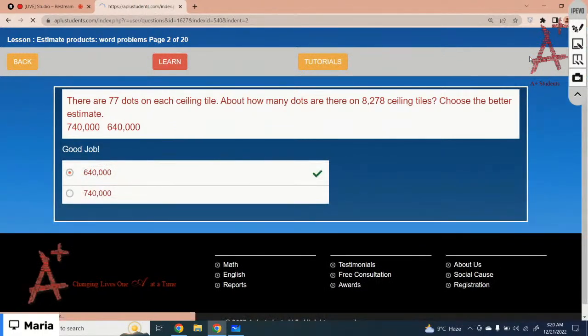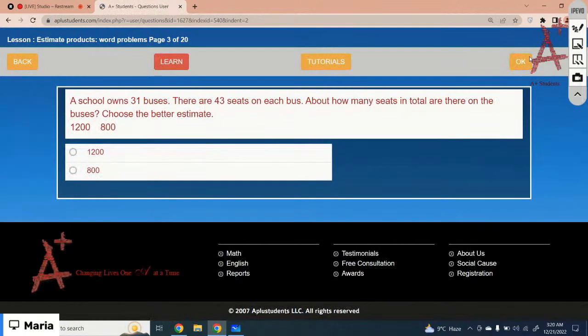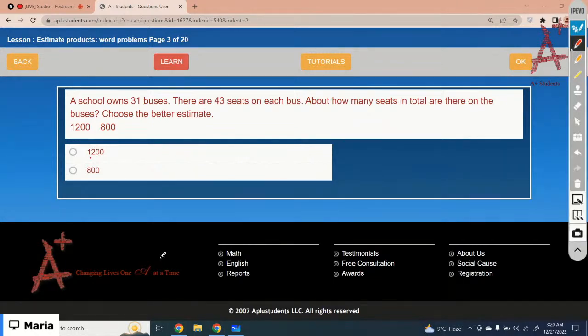Oh, very good, everyone. Okay. A school owns 31 buses. There are 43 seats on each bus. About how many seats in total are there on the buses? So you have to multiply the two numbers. They are 31 times 43.